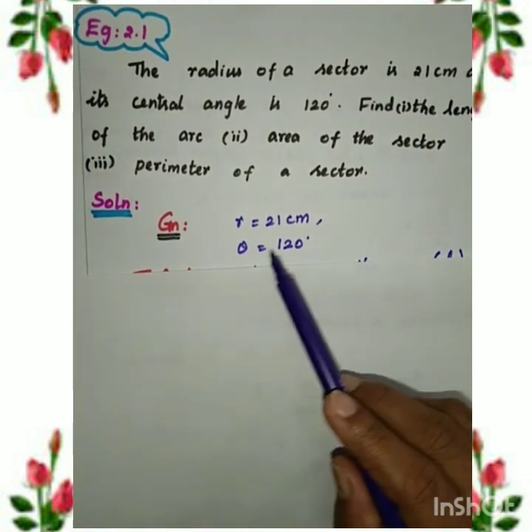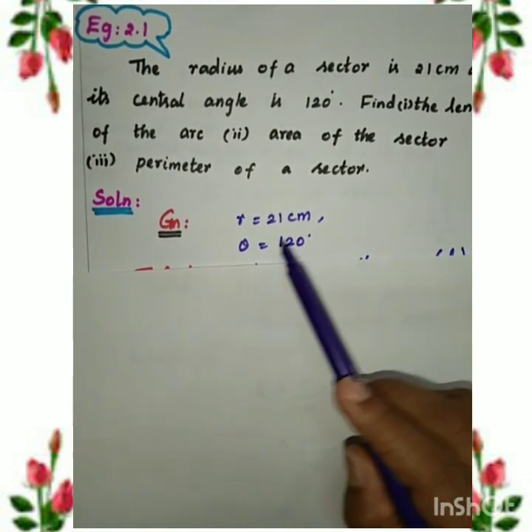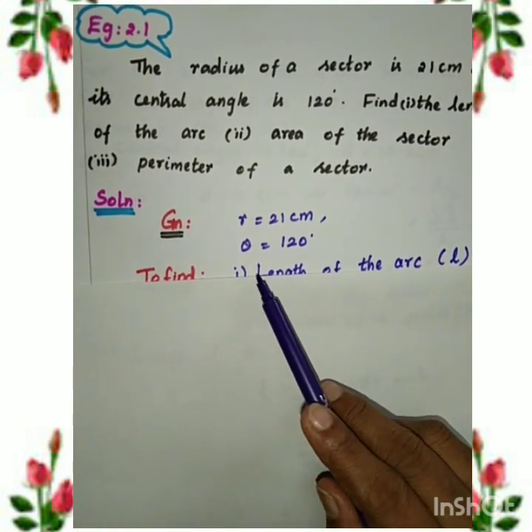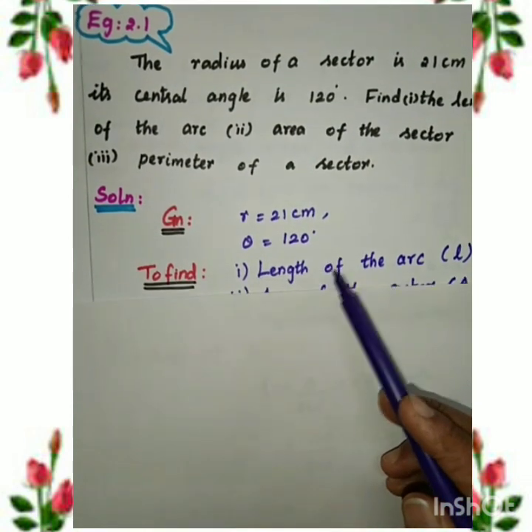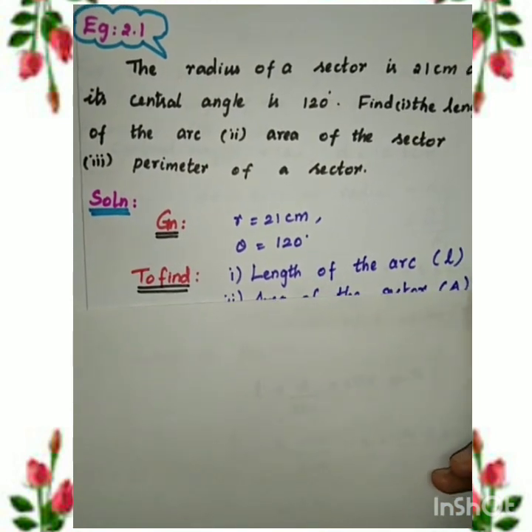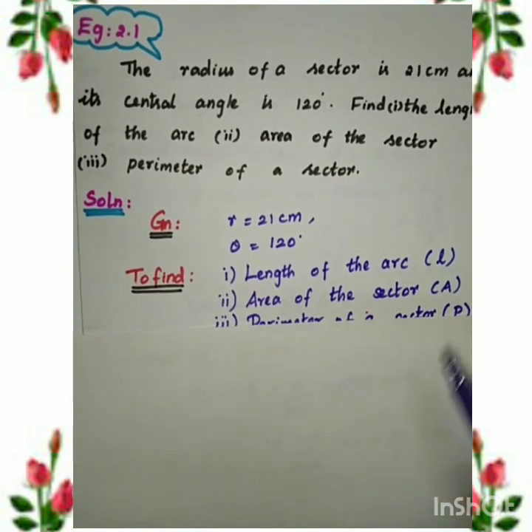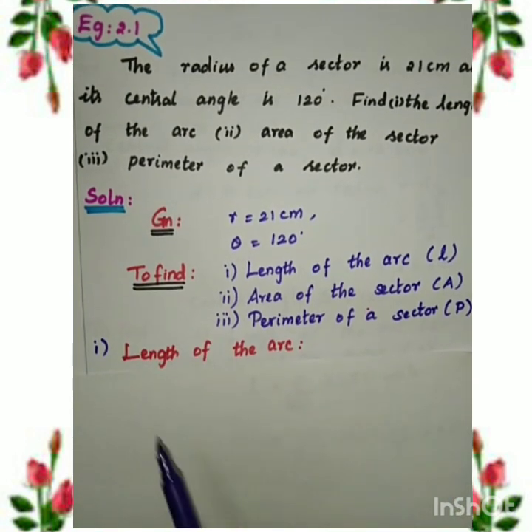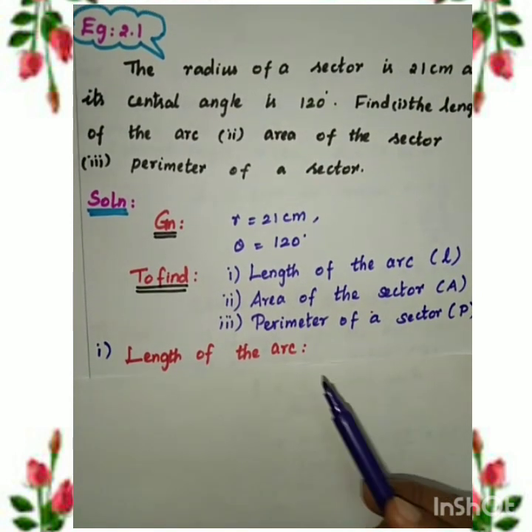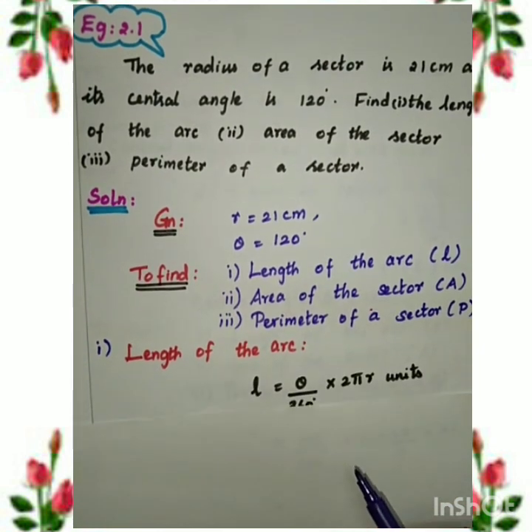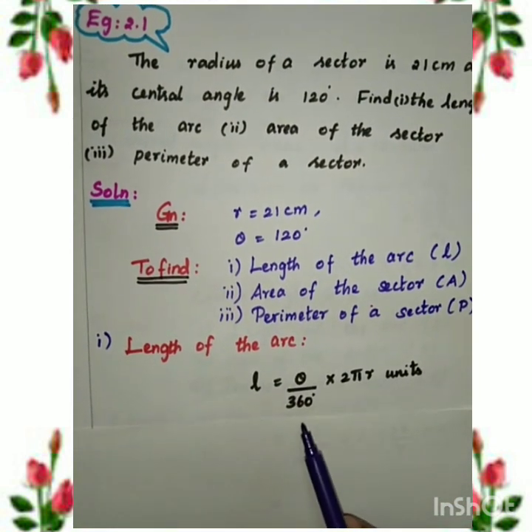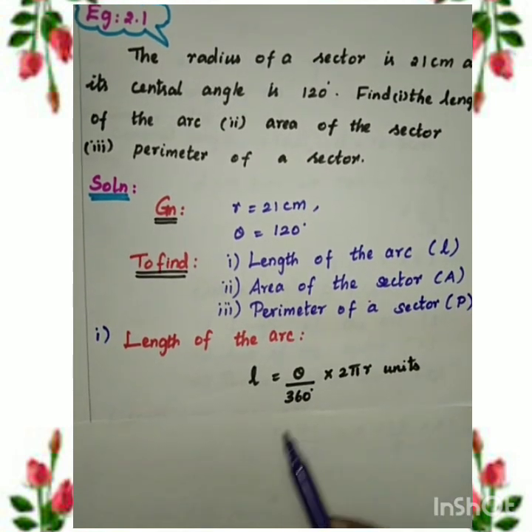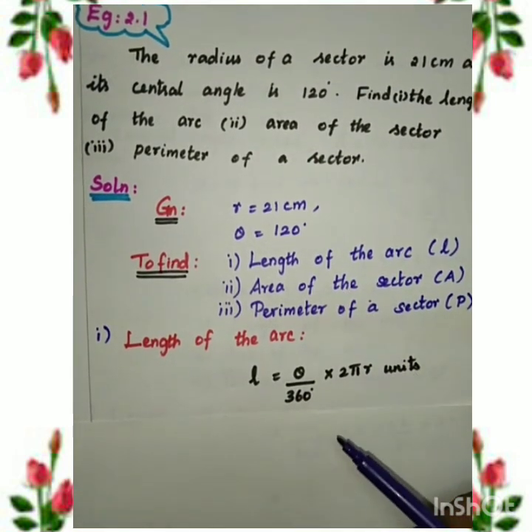So here given radius is 21 centimeter, that is R is 21 centimeter. Central angle theta is 120 degree. To find length of the arc L, and area of the sector A and perimeter of a sector P. So here first we are going to find out length of the arc. The formula for length of the arc is L equal to theta by 360 degree into 2 pi r units. Here we can substitute the given values in this formula.